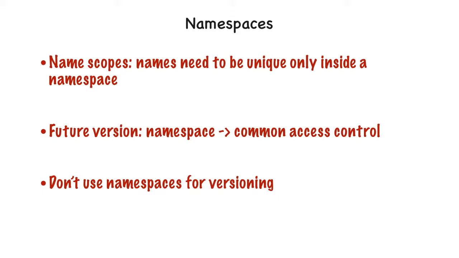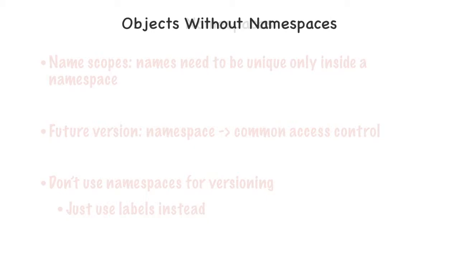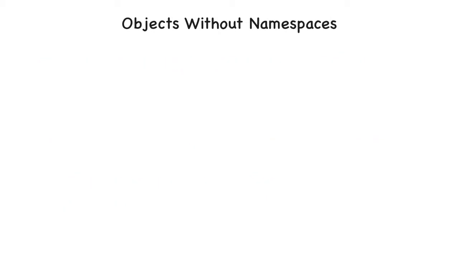You should also keep in mind that you do not need to use namespaces merely for versioning or for resources which are only slightly different from each other. In a situation like that, you can just make use of labels. So again, do not use namespaces simply in order to create different versions of the same object. Use labels instead.